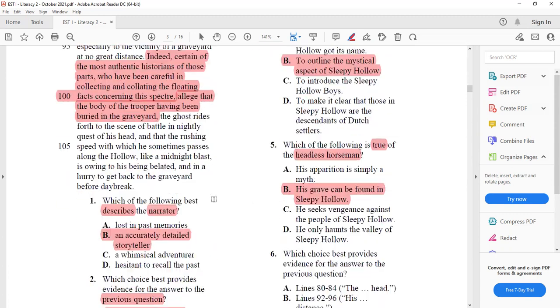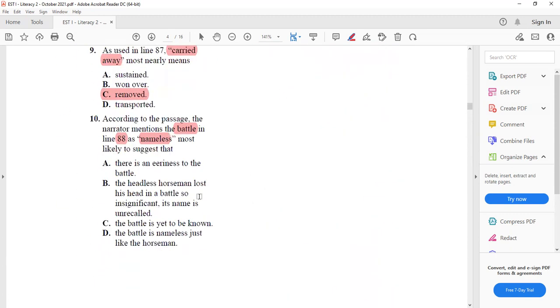Okay, let's go there. Why did he say nameless battle? Is there an eeriness to the battle? No, he doesn't talk about the battle as eerie, as strange. So this is wrong. The headless horseman lost his head. Yeah, removed. In a battle so insignificant, maybe. Because if it's important, he's going to say the name of it. Its name is unrecalled. Yes, he mentioned that its name is unrecalled because it's insignificant.